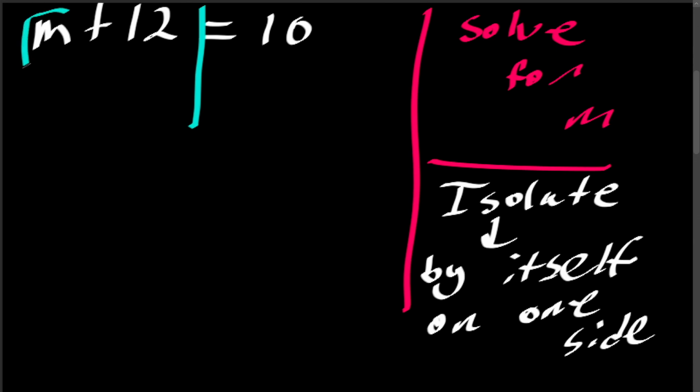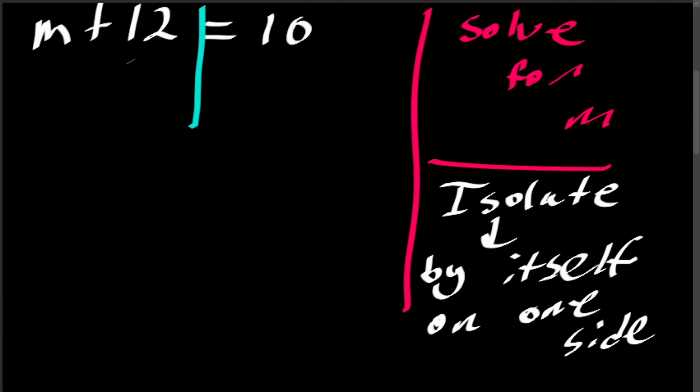What we want to do is get this m by itself on the left side. So what has to move? What is left over once we say we're going to isolate this m? What else is on that left side? It would be plus 12. So plus 12 needs to move. We need to move plus 12 to the right side.